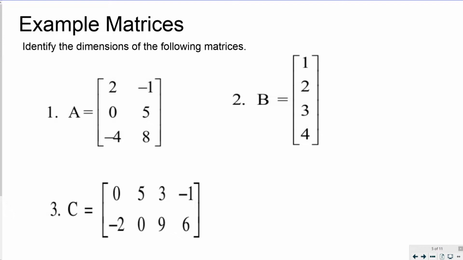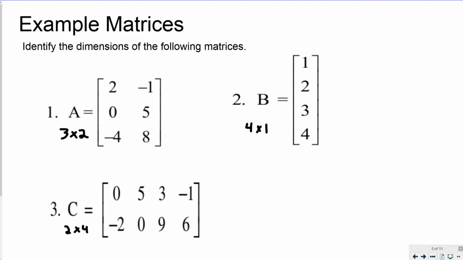So, just really quickly, identify the dimensions of the following matrices. Matrix A is a 3 by 2 because it has 3 rows, 1, 2, 3, and then it has 2 columns. Matrix B here would be a 4 by 1. It has 4 rows and 1 column, excuse me. And then matrix C would be a 2 by 4. It has 2 rows and 4 columns.